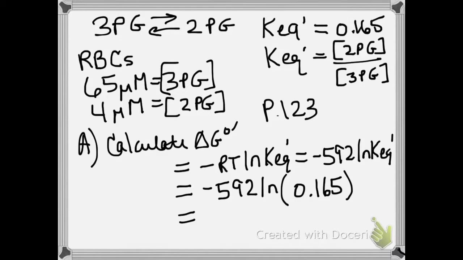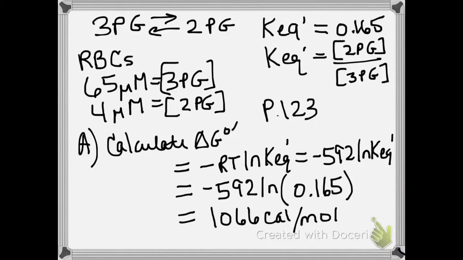What this becomes is 1,066 calories per mole. Now, when we look at this, we have to analyze it and understand what a positive standard free energy change really means for the situation. We know that because it's positive, the 2-phosphoglycerate is going to be the predominant species at equilibrium. It also means that under standard conditions this reaction is not spontaneous. If it were spontaneous, it would have a negative delta G 0 value.